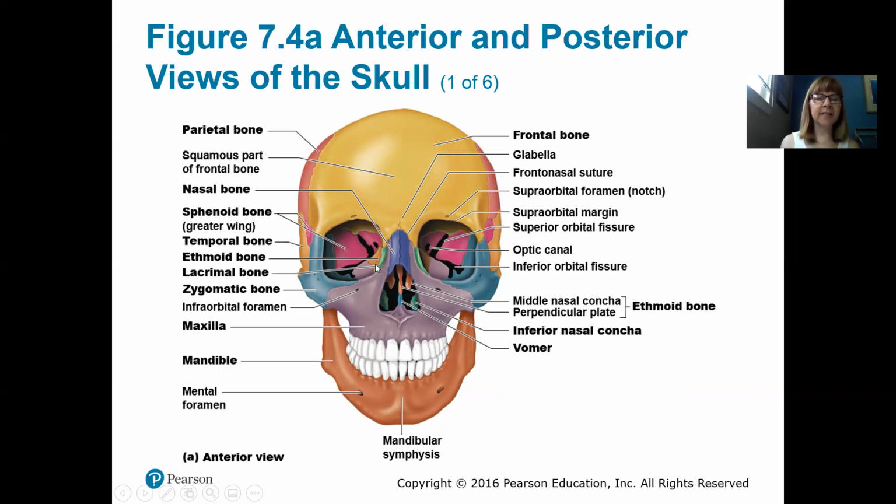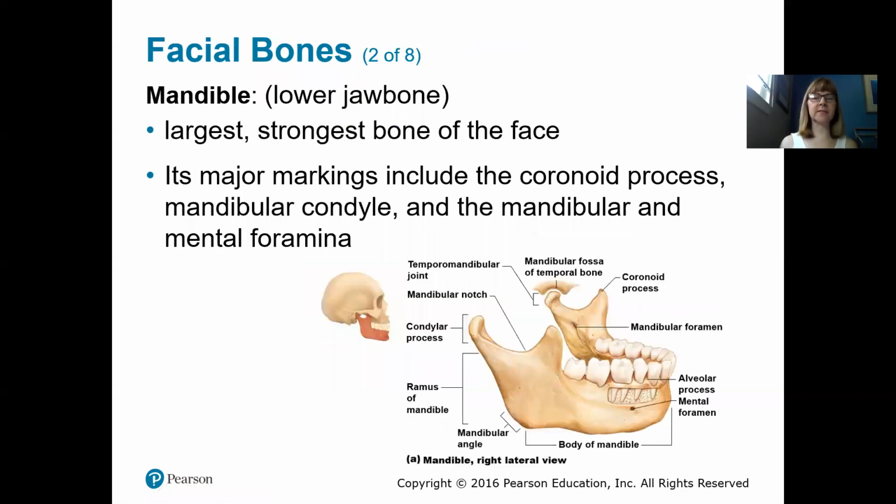And I know I'm forgetting some here. Oh, down here is the vomer, that's in the nose, and the inferior conch is this one right here in the nose as well. Okay, so let's go through each one of these.